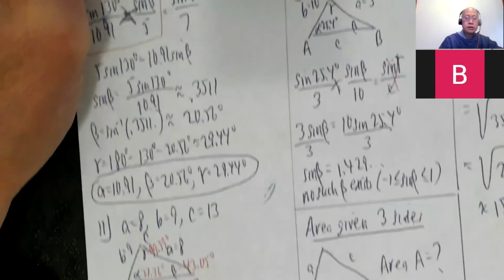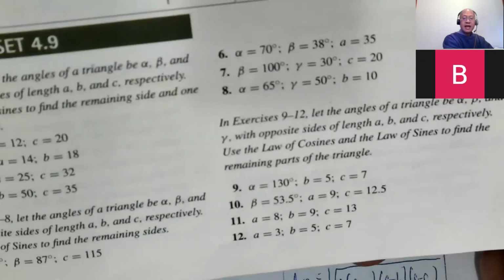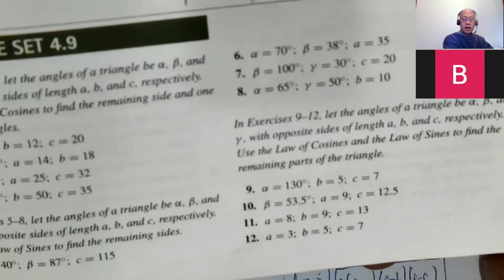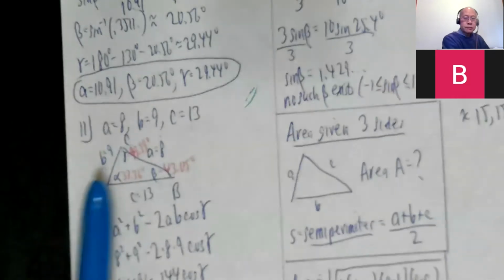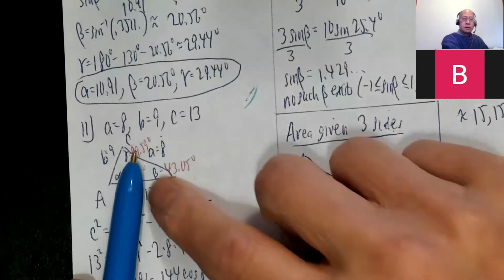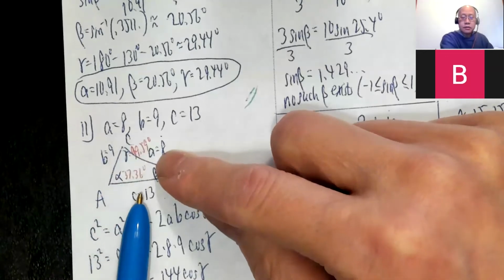All right, next one I want to show you is if they give me just 3 sides. Number 11: 8, 9, and 13. That's all we got. Ignore the red. It's just 3 sides, 8, 9, and 13. What are the 3 angles?